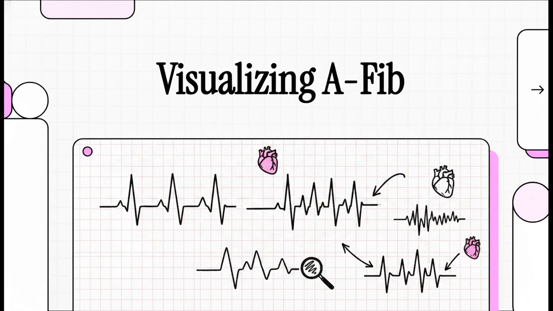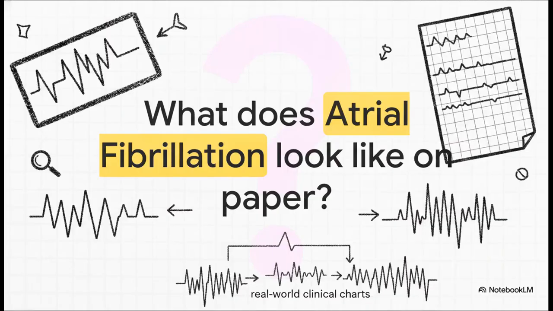By the end of this session, you'll be able to look at complex medical grids and instantly spot the vital clues hidden right there in the lines. So let's just dive right into it. We talk about irregular heart rhythms all the time, right? But what does atrial fibrillation actually look like on paper? How does this specific condition translate into literal lines, spikes, and grids on a readout?